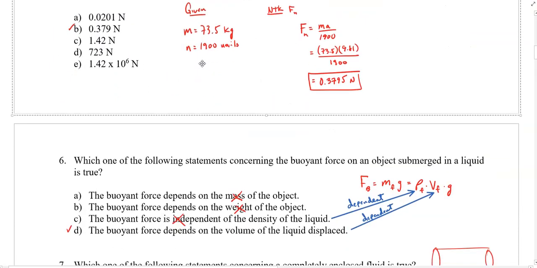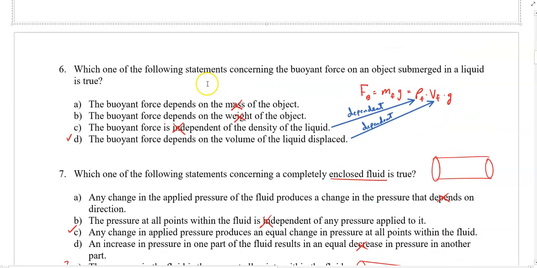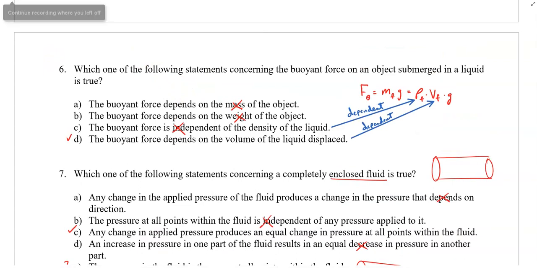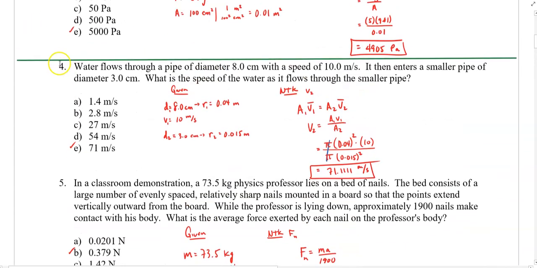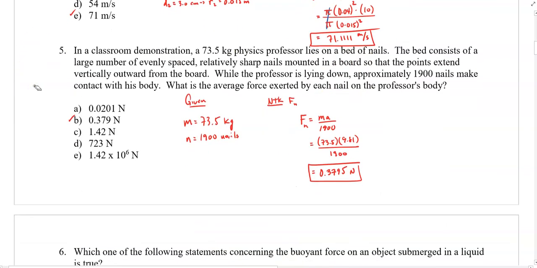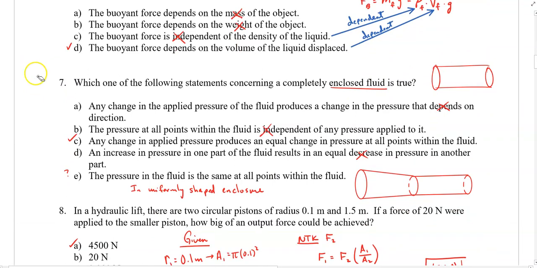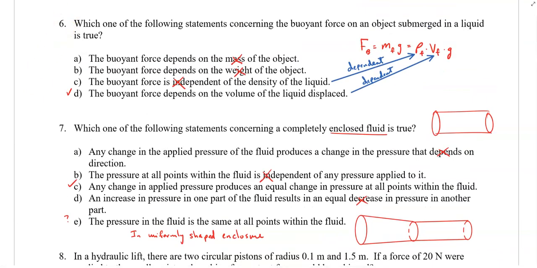So interesting question. At first I was a little confused because it didn't seem like it fit our chapters very well, but in actuality I think it's a close relation after all. Okay, so maybe I was mistaken in thinking that this would be a nice progression of questions from chapter 11 to 12 and so on. Because as I look now at number 6, which one of the following statements considering buoyant force is true? Well, again, we're back into fluid statics here.